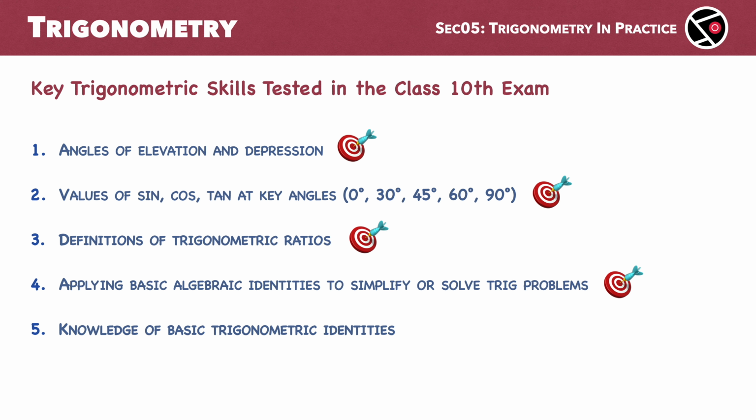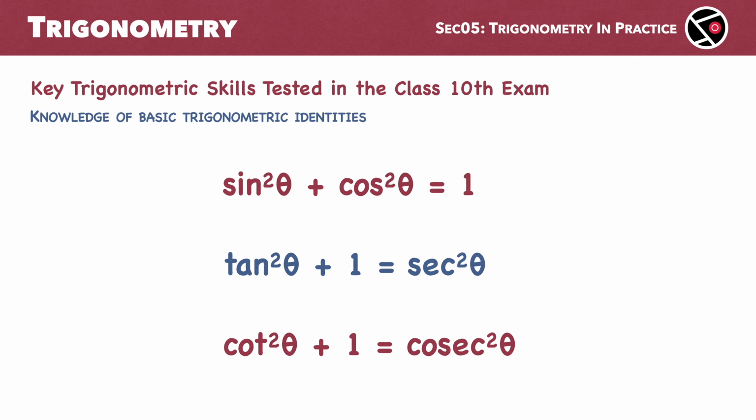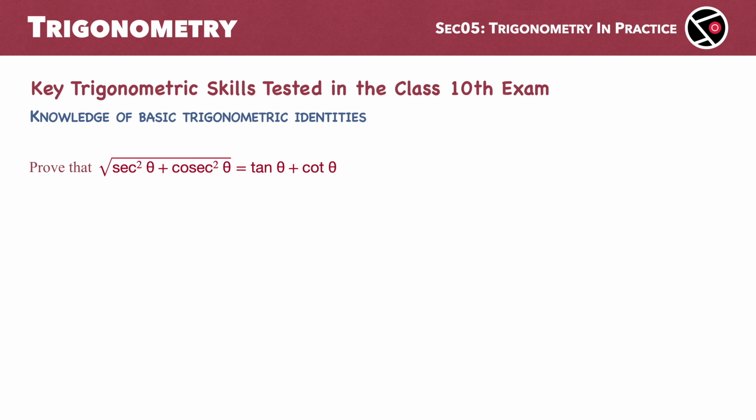Now let's move on to the last skill, knowledge of basic trigonometric identities. Make sure you remember these 3 basic identities. This will come handy in solving trigonometric problems in the exam. Here is the first problem to test you on this skill. Prove that square root of sec²θ plus cosec²θ equals tanθ plus cotθ. Please pause the video and give this problem a try.